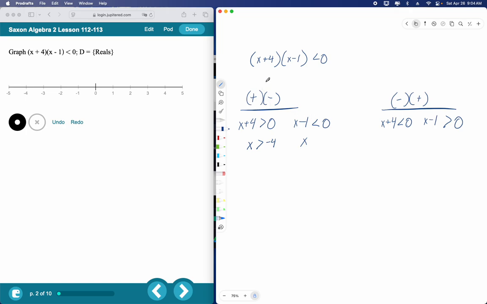Now, keep in mind, these are and statements, not or statements. So either both of these are going to be true or both of these are going to be true. So x minus a positive 1, then this is going to be x is less than negative 4, x is greater than a positive 1. So if one of these is true, we know both of these are true.